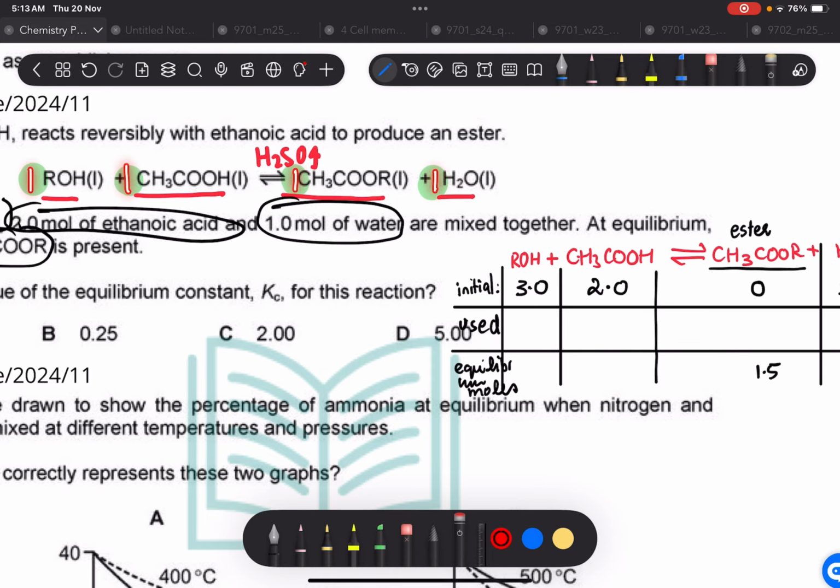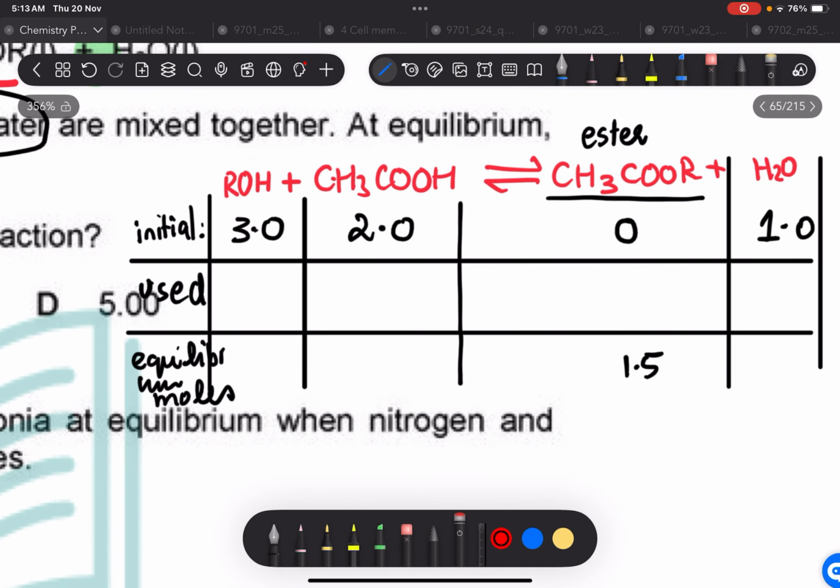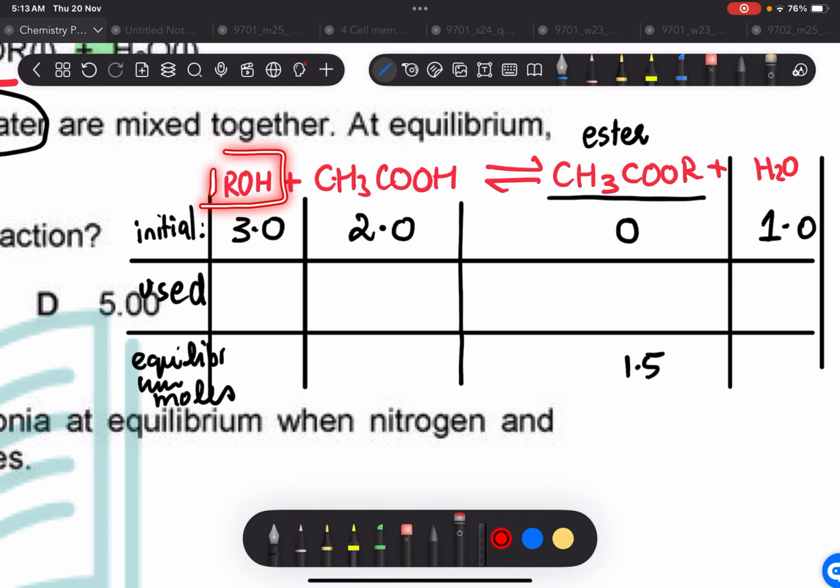So now, over here, the ratio is 1:1:1:1. So that means if 1 mole of this is used and 1 mole of this is used, we are going to form 1 mole of our ester and 1 mole of water. If 1 mole of this substance and 1 mole of this substance are utilized, we will be forming 1 mole of an ester and 1 mole of water.